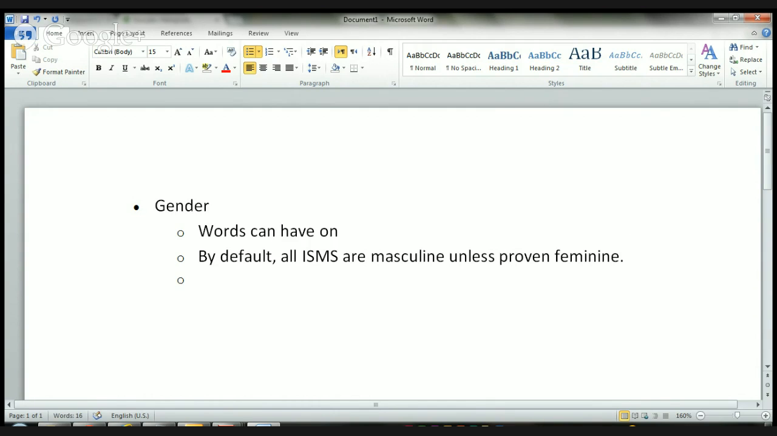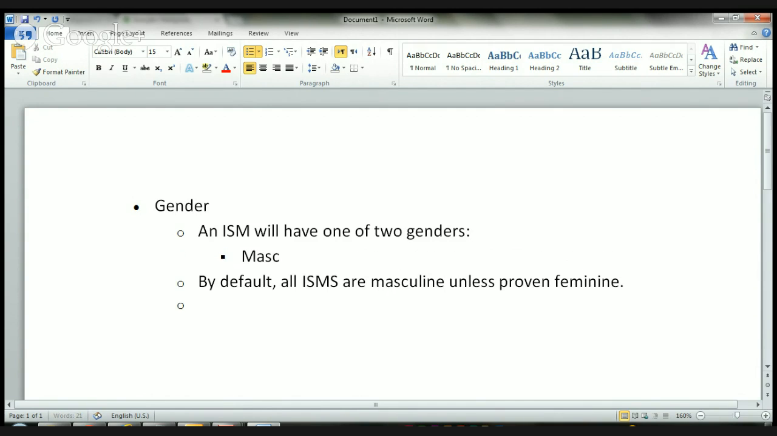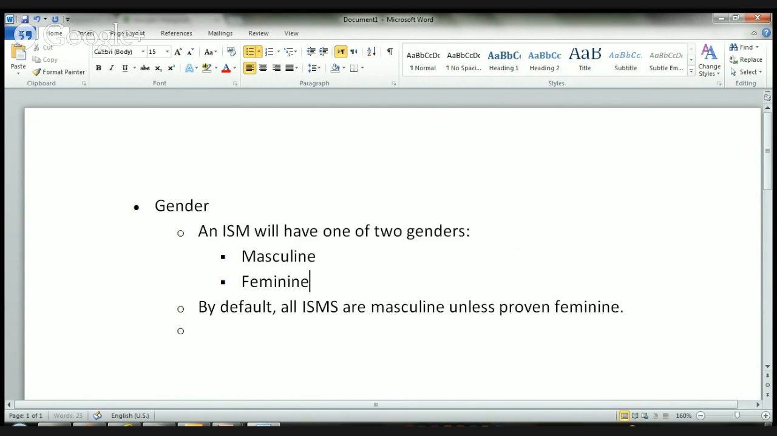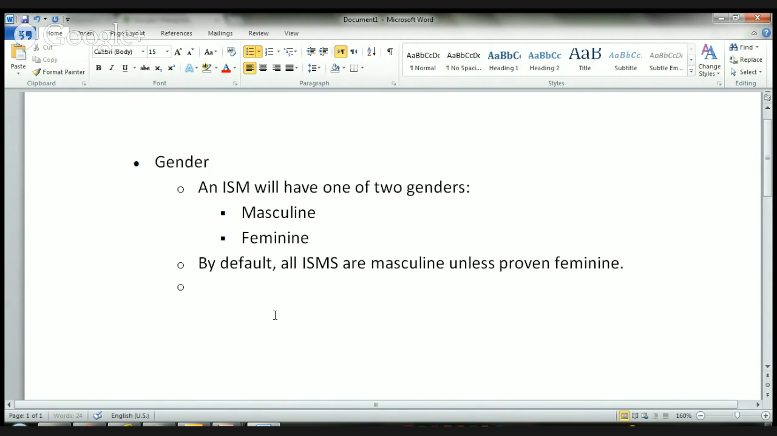An ism will have one of two genders, masculine or feminine. Meaning every single word must have a gender. You can't say that a word is genderless or neutral. There's no such thing as that. Every word is considered masculine unless proven feminine.